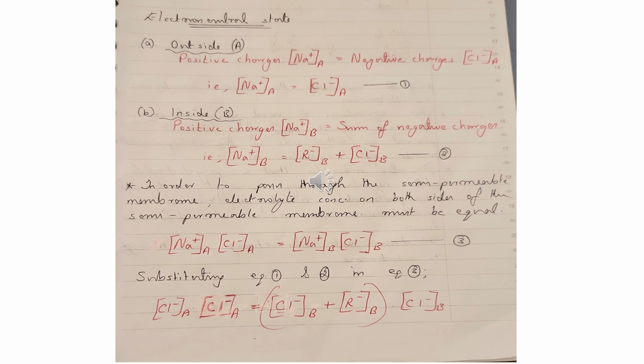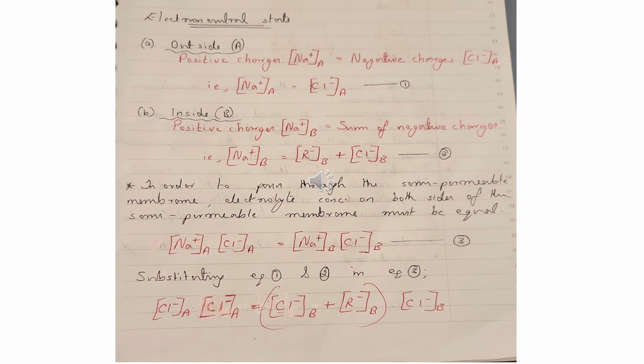This is a derivation of the electroneutral state and the Donnan equilibrium equations. It shows that on side A, positive charge equals negative charge, so Na plus A is equal to Cl minus A. And on side B, positive charge equals the sum of negative charges, so Na plus B is equal to R minus B plus Cl minus B. These are equation 1 and equation 2.